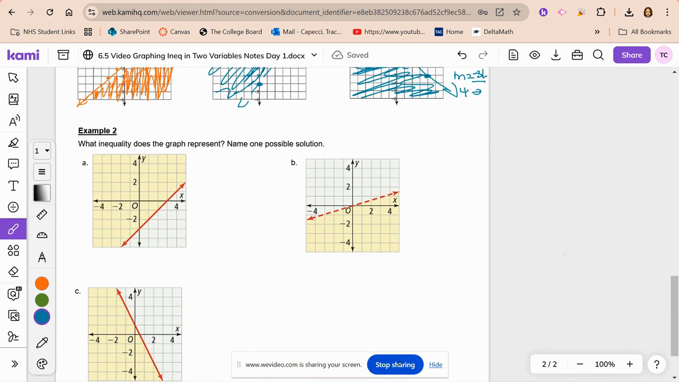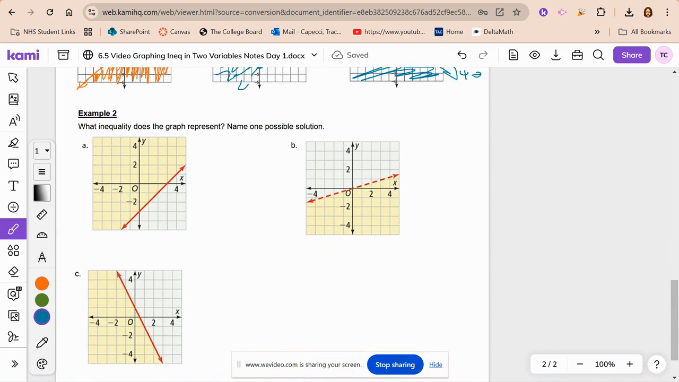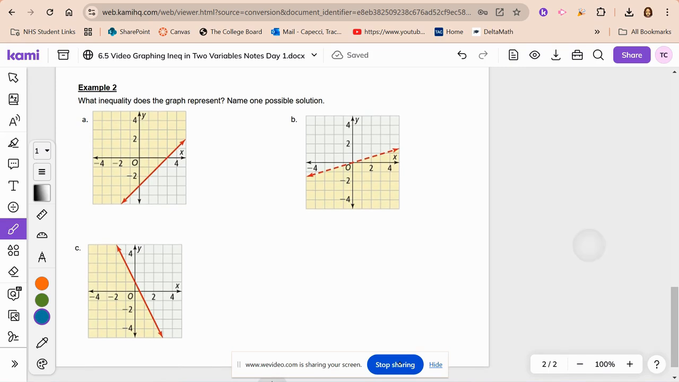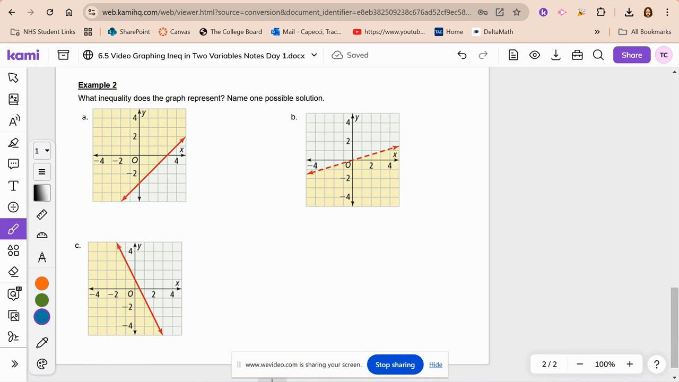Okay. All right, now we're going to go backwards. It says, what inequality does the graph represent? Name one possible solution. So this time, instead of graphing it, we're given the graph and we have to write the inequality. Okay, so let's start with letter A. I like to put my y there. The easiest thing to spot first is my y-intercept. So that's going to give me a -3.